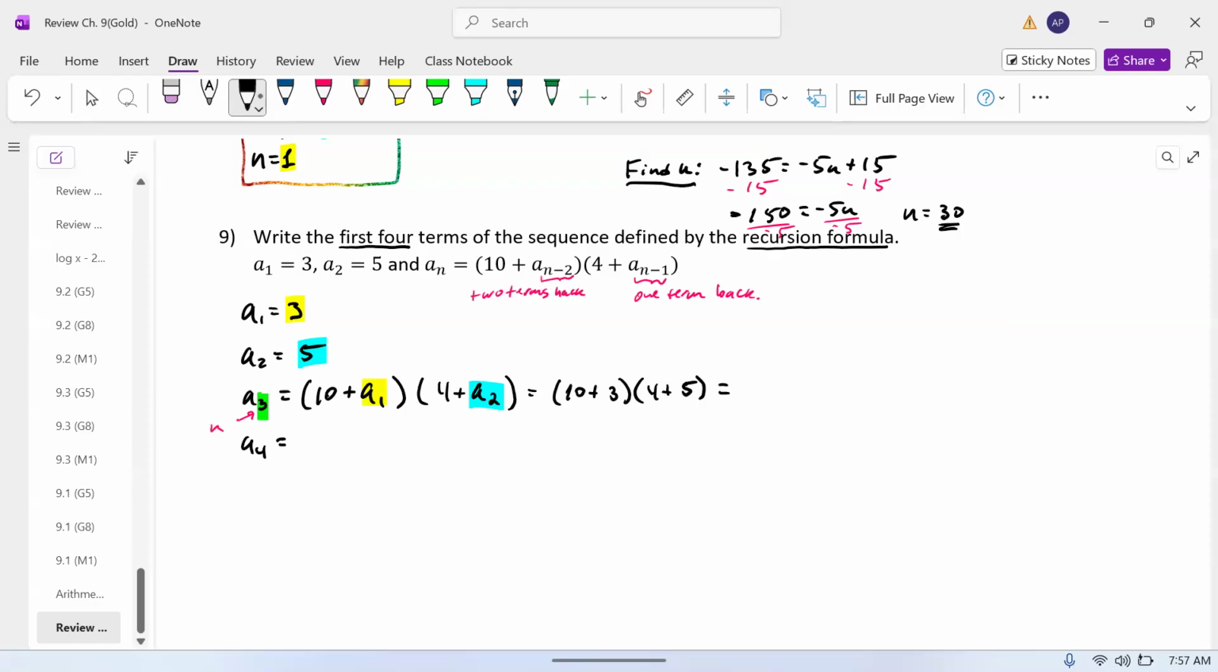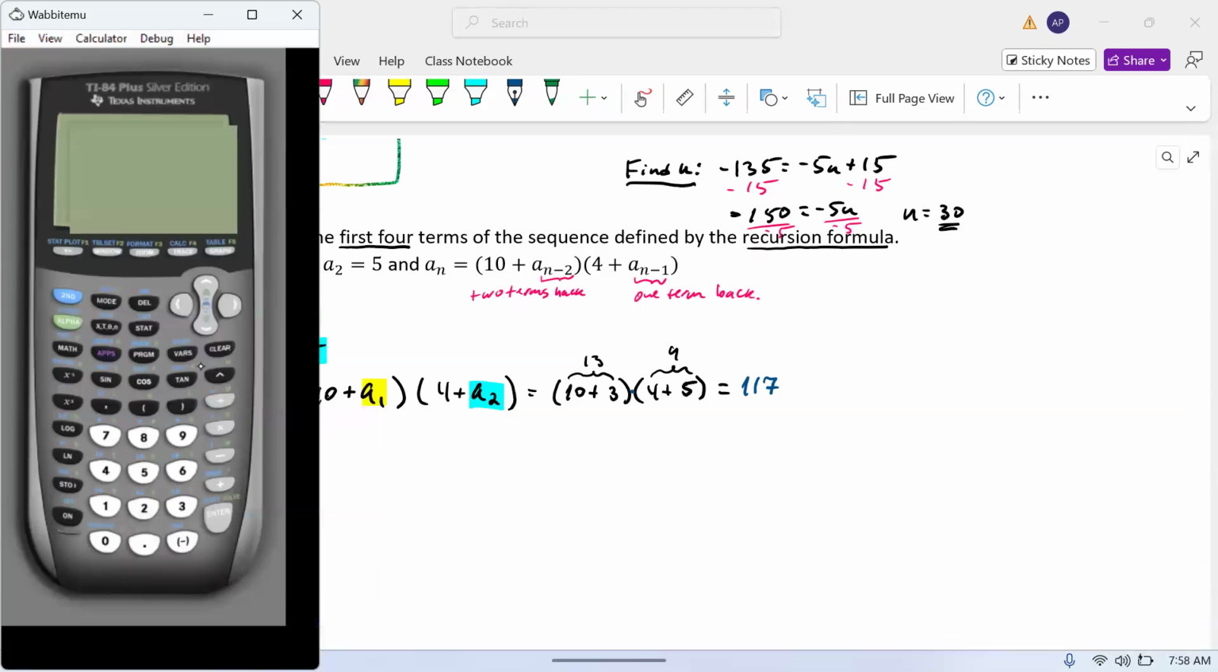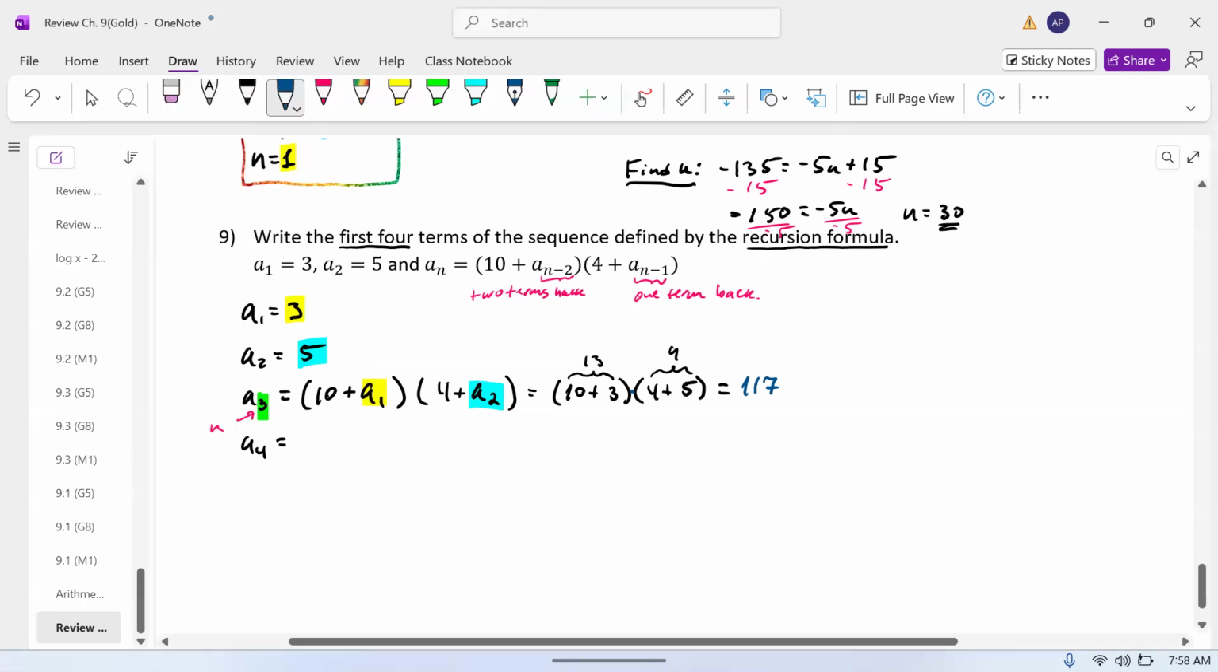You can use your calculator to do this. Just make sure you don't make any silly arithmetic mistakes. This is, of course, 13. This is, of course, 9. And this is multiplication, so you multiply 13 times 9, which is 117. If I'm not mistaken. Let's double check just to make sure. 13 times 9, 117. Okay, cool.